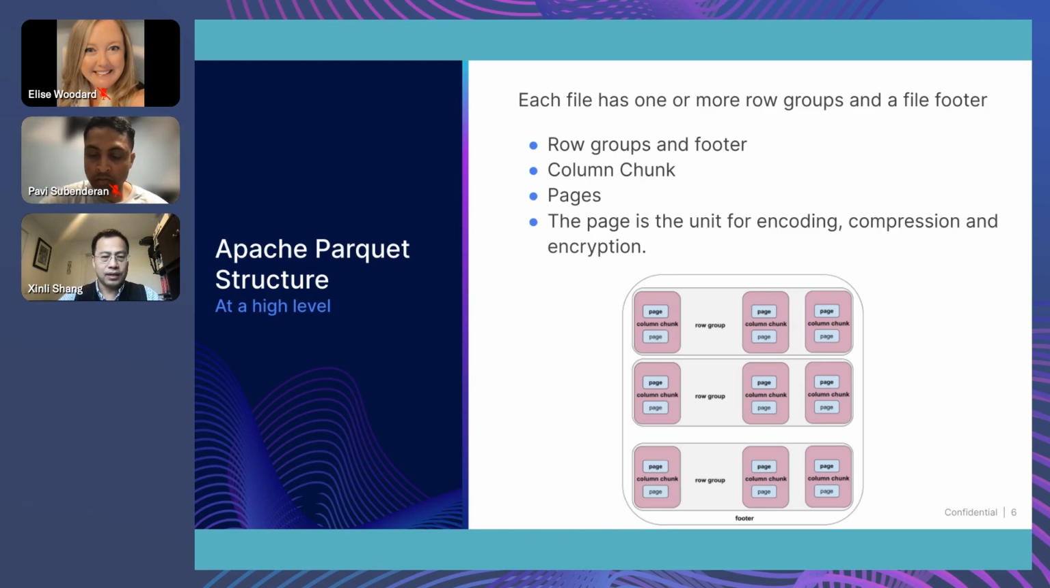This is the Apache Parquet structure. Each file has one or more row groups and a file footer. Each row group is divided into different column chunks. So in the previous example, we see 3 columns. In this case, we have 3 column chunks. And then each column chunk is further divided into pages, which is a smaller unit. It is a unit for encoding, compression, and encryption. Next slide, please.